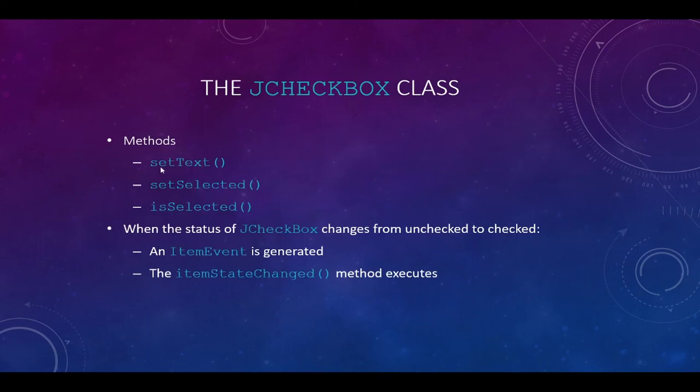So the JCheckBox class has a few different methods. Again, your setText, your setSelected, and your isSelected. When the status of the checkbox changes, it actually creates an item event. Because it's an item event, you're going to need an itemStateChanged method. That is what is going to execute once the checkbox changes from either checked to unchecked or unchecked to checked. Either way.